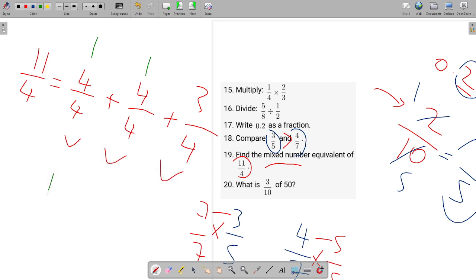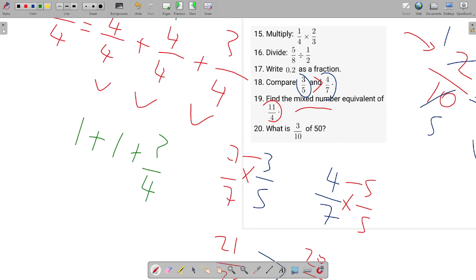So here I have 1 plus 1 plus 3 over 4. When I try to write this as a mixed number, 1 plus 1 will be 2, and I write next to it 3 over 4. So the mixed number of 11 over 4 is 2 and 3/4.